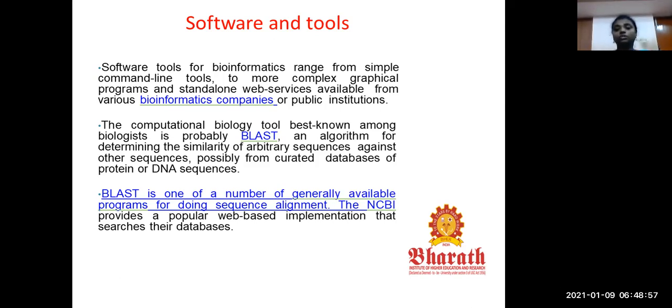It is the most commonly used software. BLAST is one of a number of generally available programs for doing sequence alignments. So commonly, the purpose it is used for is sequence alignment. And NCBI provides a popular web-based implementation that searches the databases. I'll explain more about NCBI and BLAST. So BLAST is one of the commonly known software for doing sequence alignment, and it is provided by NCBI, which offers a popular web-based implementation that searches the databases.